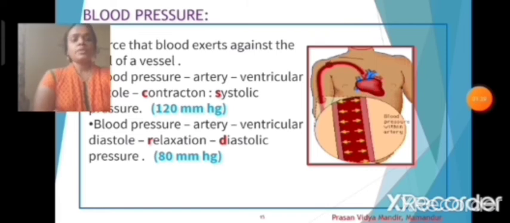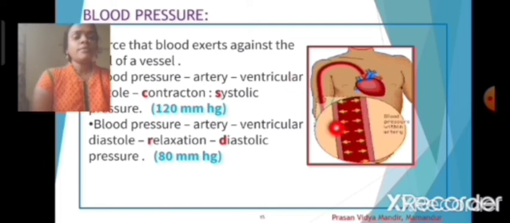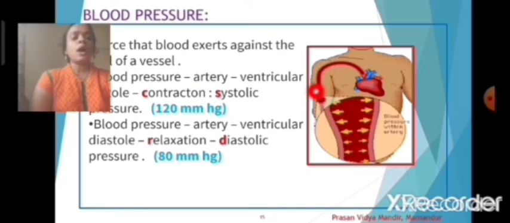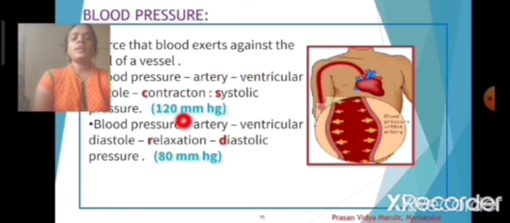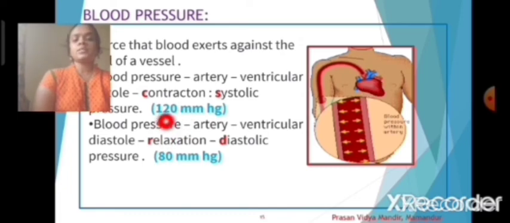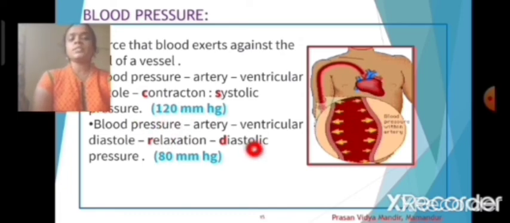So coming to blood pressure, there are two types: systolic pressure and diastolic pressure. In this animation you can see how the blood pressure acts within the artery. This bulging in the artery is caused due to the pressure. Blood pressure in the artery during contraction is called systolic pressure, and when the valves are relaxing, the pressure is called diastolic pressure.